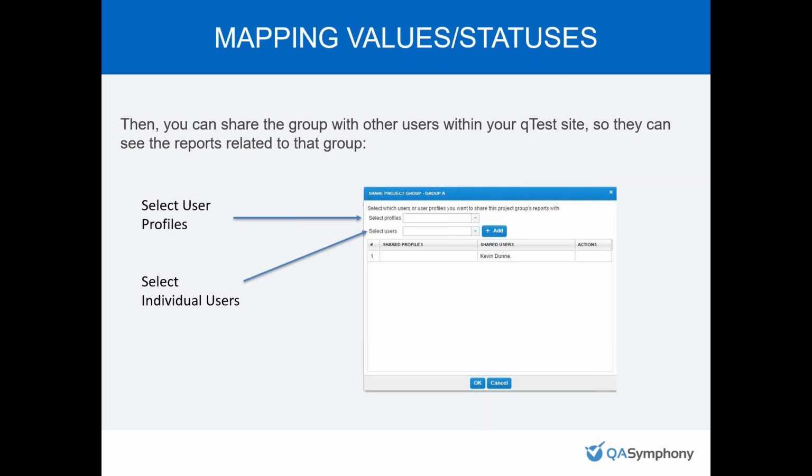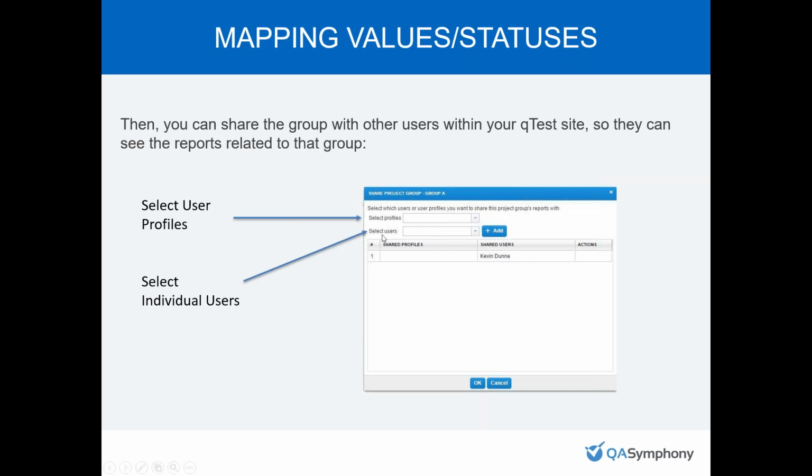So there's really two ways that you can share the group within qTest so that people can access this group and view the reports on it. One is that you could create a user profile, or you may have a user profile created already. For example, you might have an Agile project manager profile that you want to share this group with. You could select that profile from here, and once you select it, it'll share this group automatically to everyone who has that profile.